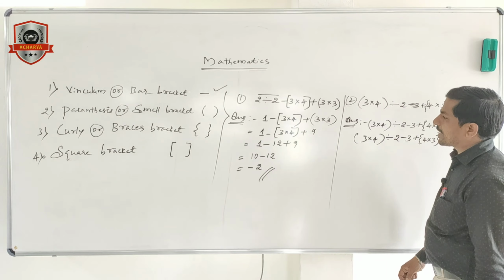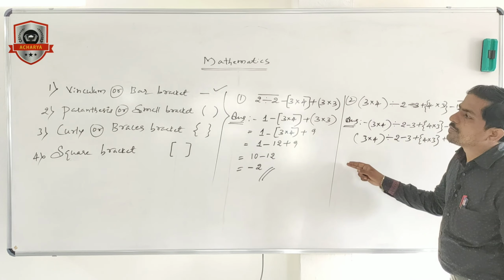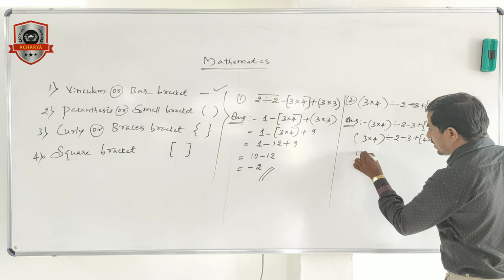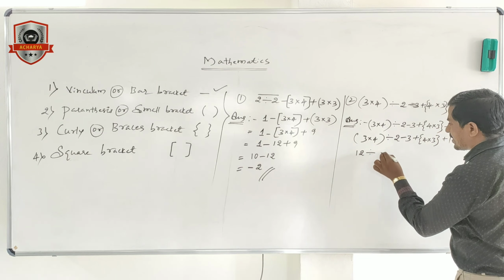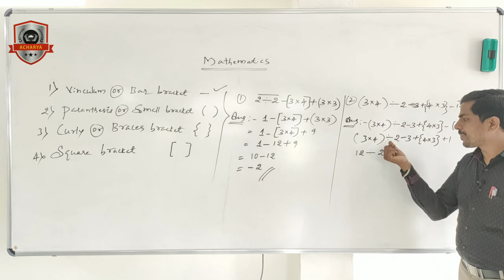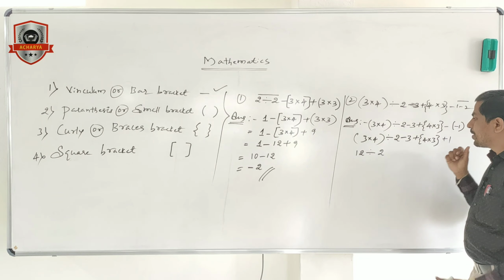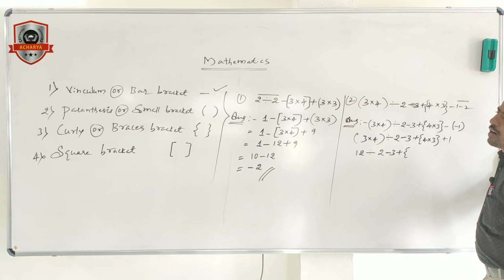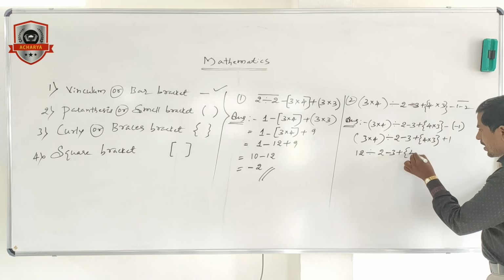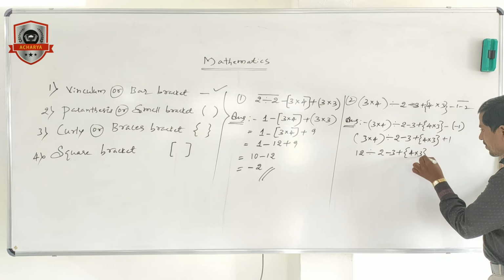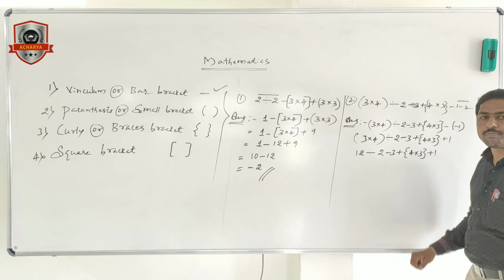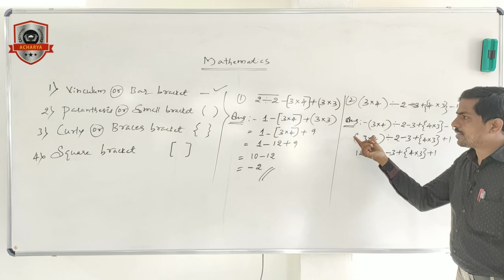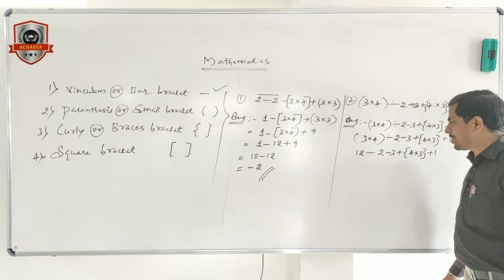Then next check the bracket. Which one do you have? Small bracket. Just solve the small bracket. 3 fours are 12. The remaining as it is: 12 divided by 2 minus 3 plus, in braces, 4 into 3 plus 1. So this one is over. Small bracket is over. What about next?